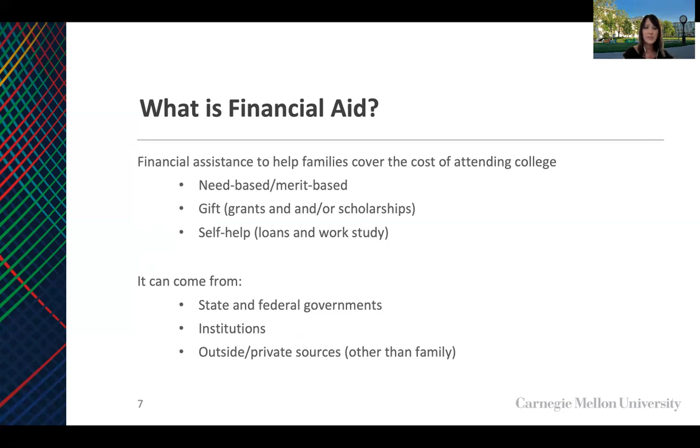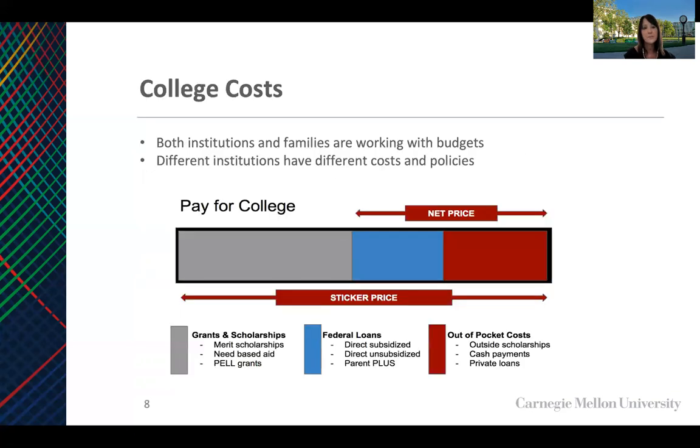And like I mentioned, they can come from state or federal governments, so keep that in mind as well. Whatever state you live in, they may offer some sort of state grant, so you'll want to make sure you're paying attention to any applications or deadlines they may have for their funding. It can come from institutions. You know, Carnegie Mellon has an institutional grant that we offer students, and then outside or private sources other than the family. Again, those can be outside scholarships and things like that.